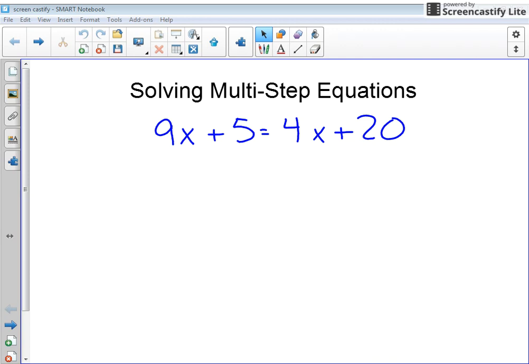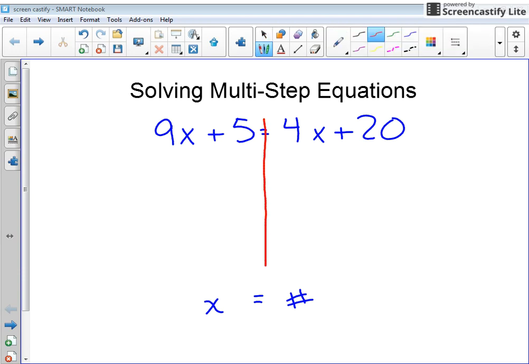When we're trying to solve these equations, our main goal is to have the variable on one side of the equation equal to a term on the other side. So I'm just going to put the number symbol there. If I look at this, I would like to circle the 9x on the left-hand side of the equation, and I would like to circle the term that doesn't have the variable on the right-hand side of the equation.